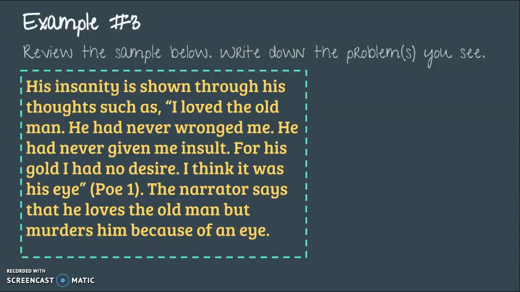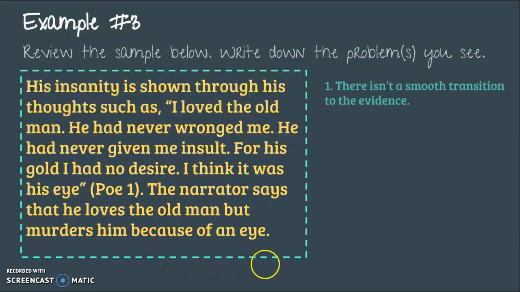So it says, "his insanity is shown through his thoughts such as, I loved the old man, he had never wronged me, he had never given me insult, for his gold I had no desire, I think it was his eye." The narrator says that he loves the old man but murders him because of an eye.